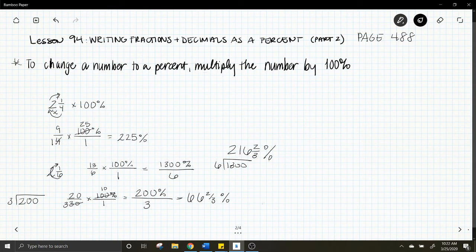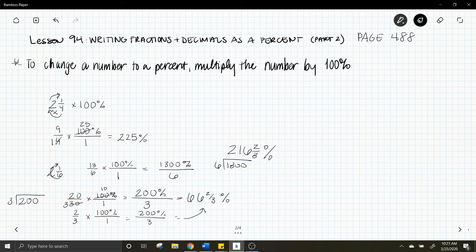2/3%. You may have said to yourself, why don't we reduce 20 over 30 first? And that's a great idea. You could say 2/3 times 100%. If you wanted to take that route, that's fine. When you multiply across, you would have still gotten 200% over 3, and you would have still gotten 66 2/3%.